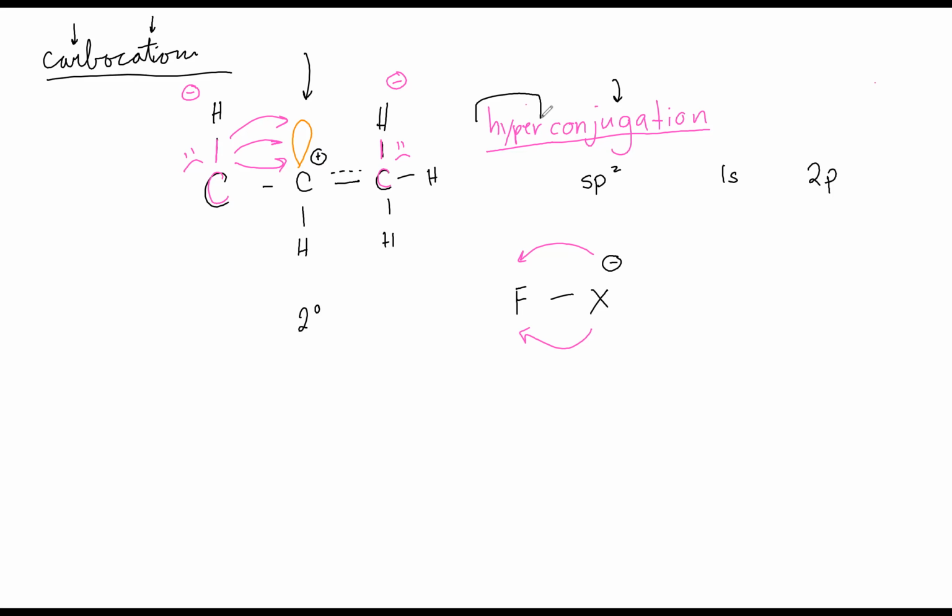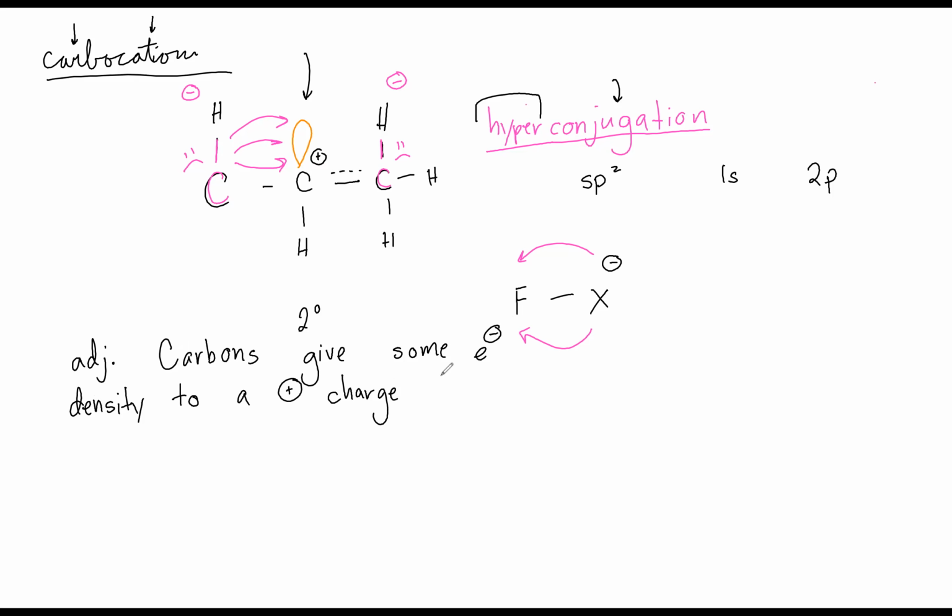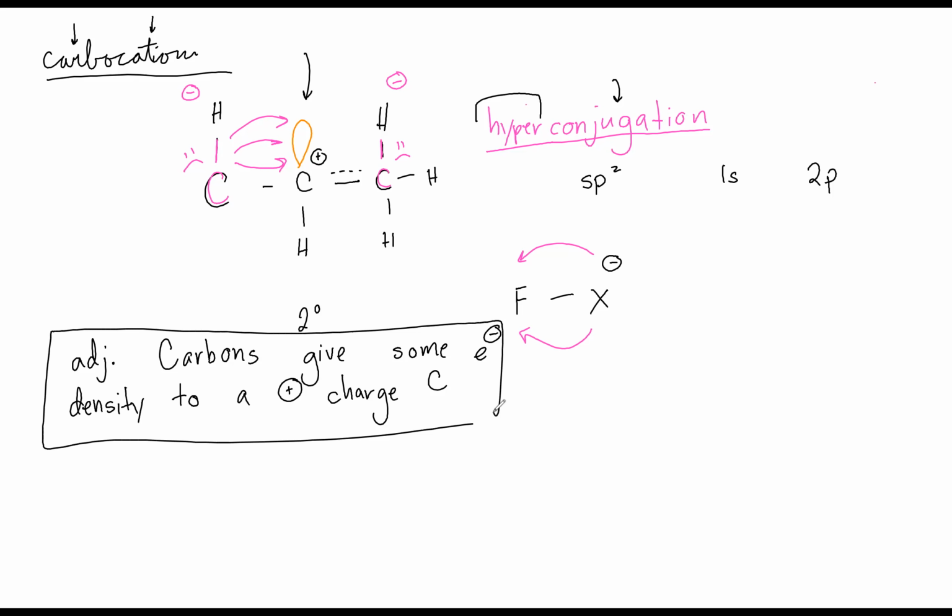Oh, somebody said, can you write out a definition for it, please? So: adjacent carbons give some electron density to a positively charged carbon. Okay? So this is the general idea. You don't really need to know the ins and outs of hyperconjugation. Just know that hyperconjugation is what stabilizes that carbon with a positive charge.